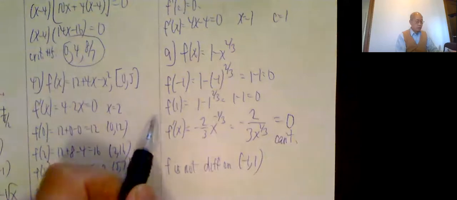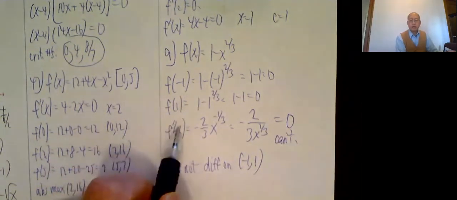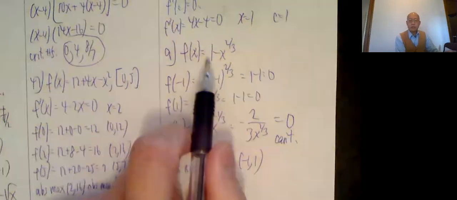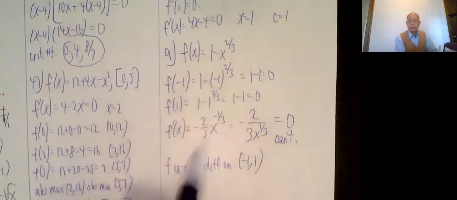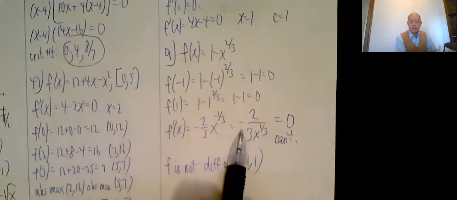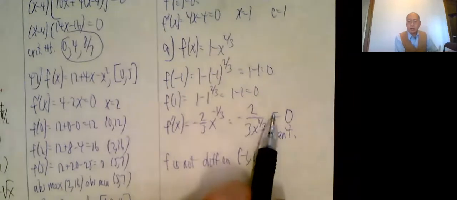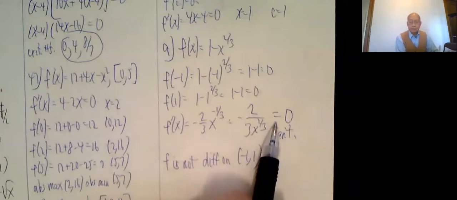But they're saying there is no c between -1 and 1 such that the derivative is 0. Well, let's try it. What's the derivative of this function? Derivative of 1 is 0. Derivative of negative x to the 2/3 is -2/3 x to the -1/3, which can be rewritten as -2 over 3 x to the 1/3. Now, I would set that equal to 0, but that's impossible. A fraction is equal to 0 when the numerator is 0, but the numerator is already -2, so it can't happen.